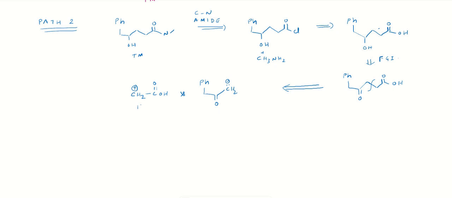The synthetic equivalent for this will be an alpha halo acid. Generally we won't do the reaction with acids, so I'll take the alpha halo ester, then hydrolyze to get the acid, C double bond O OC2H5. We'll start with this. Now the synthetic equivalent for this is PhCH2 double bond, this is an enamine.